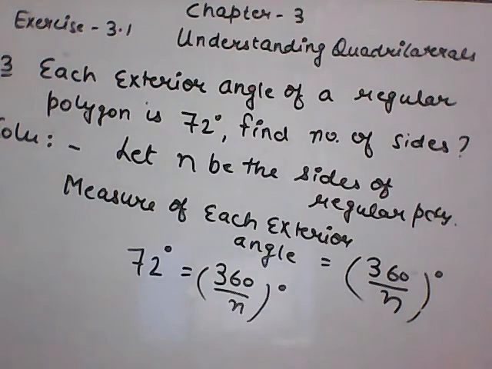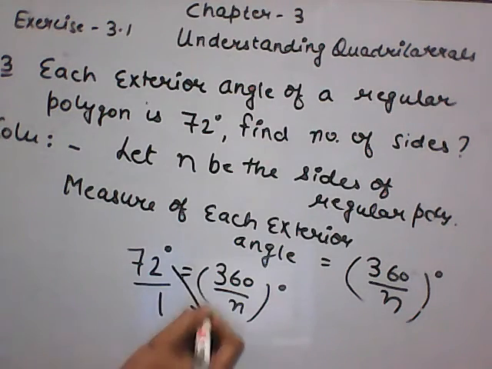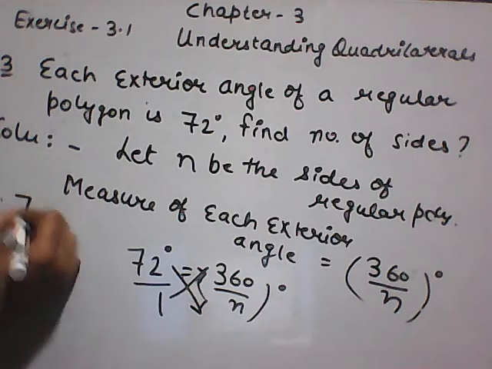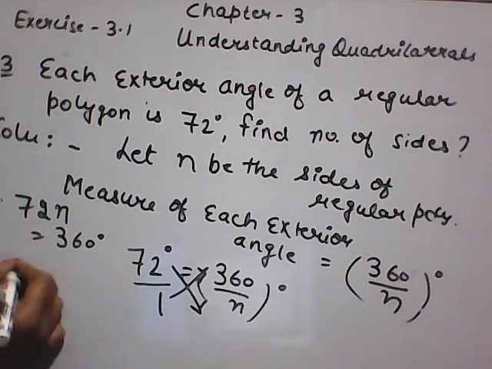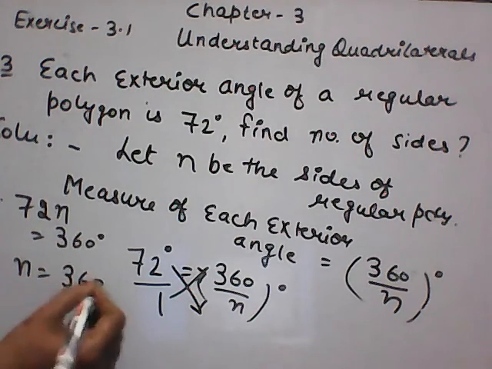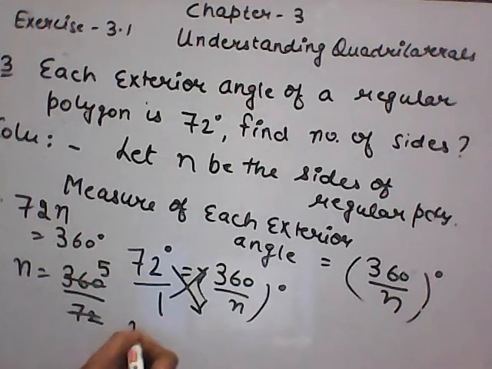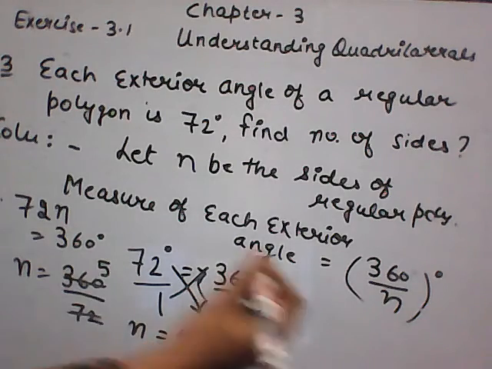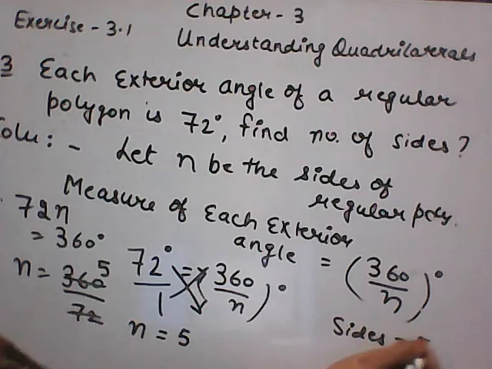Now cross multiplying, 72n is equal to 360. Now n can be calculated as 360 divided by 72. 72 fives are 360. Here n is equal to 5. So the number of sides in this regular polygon is 5. In this way we can calculate the number of sides.